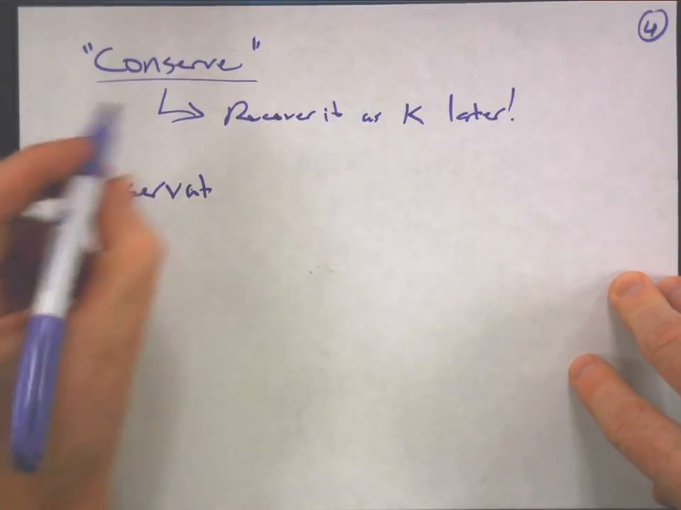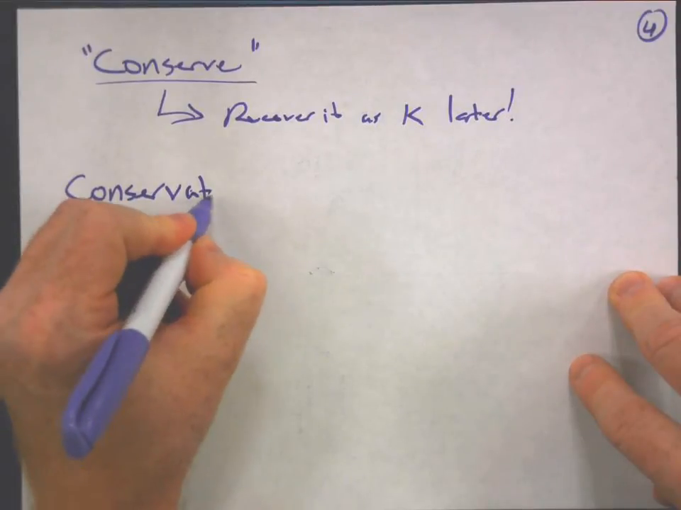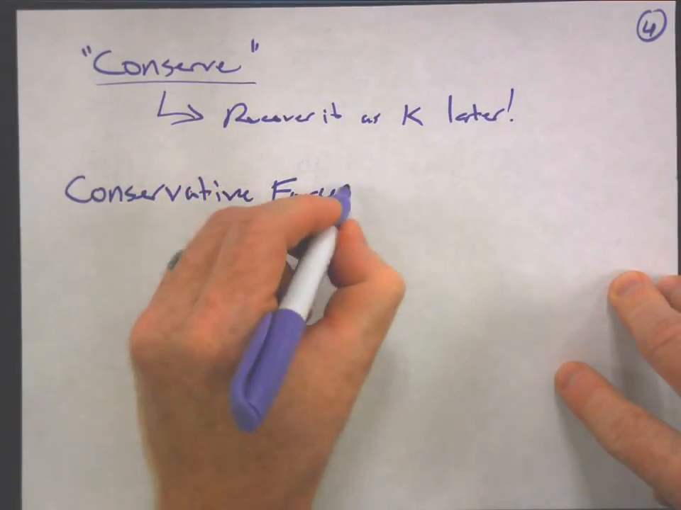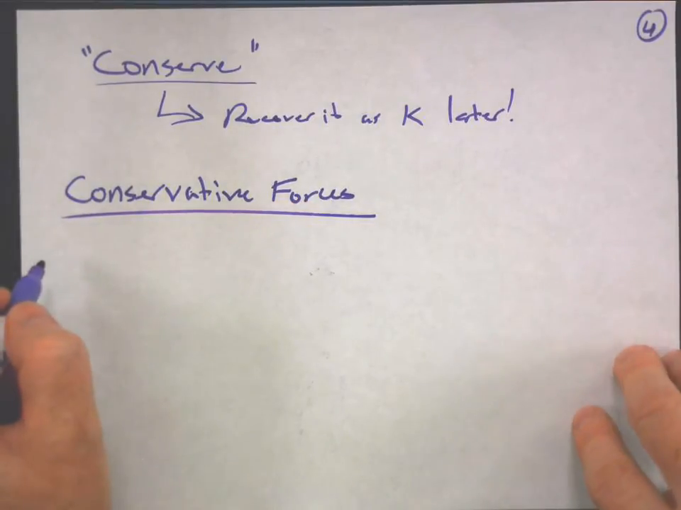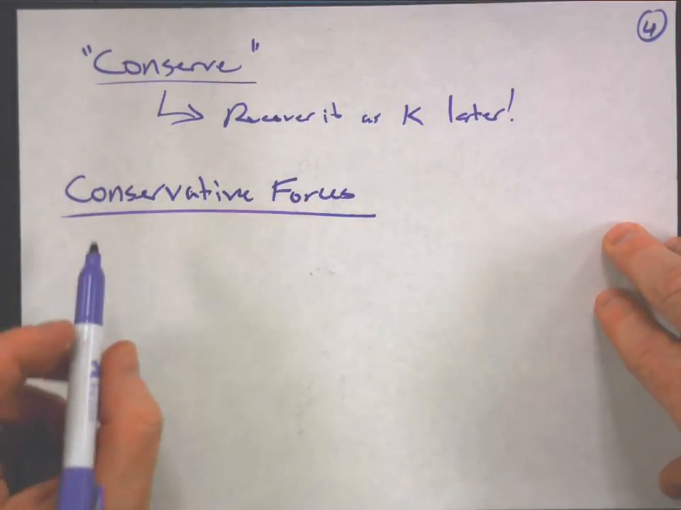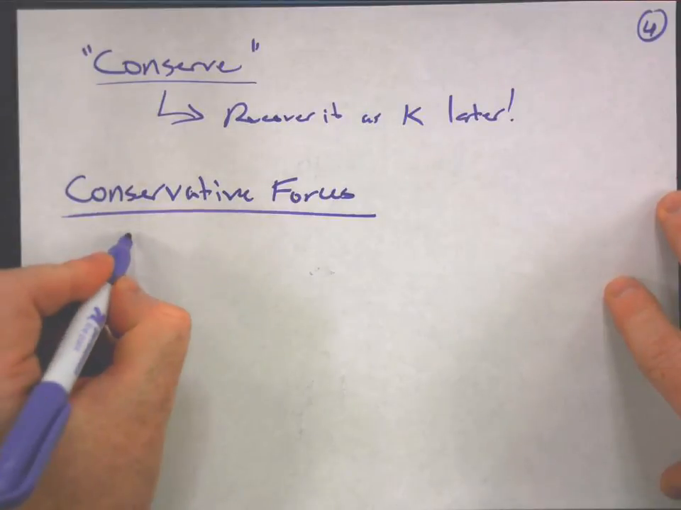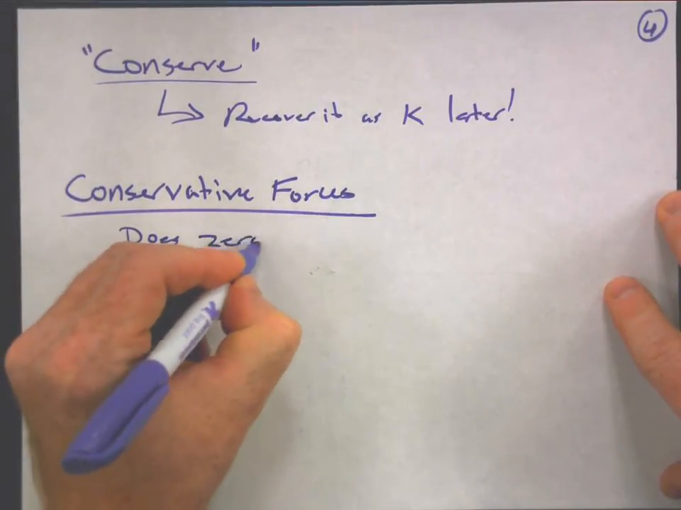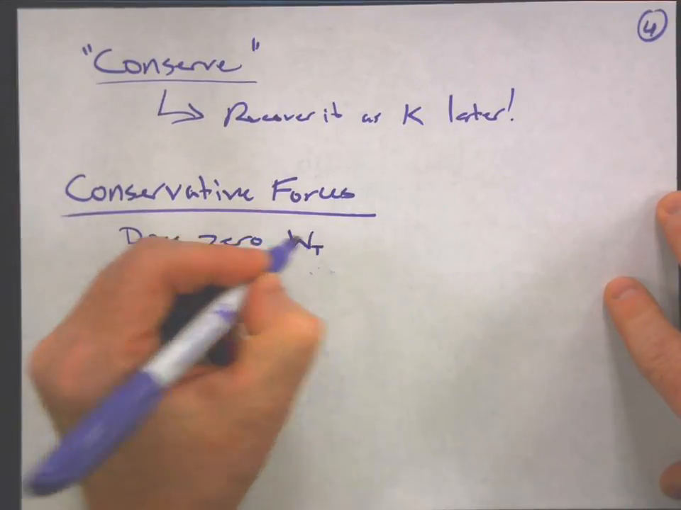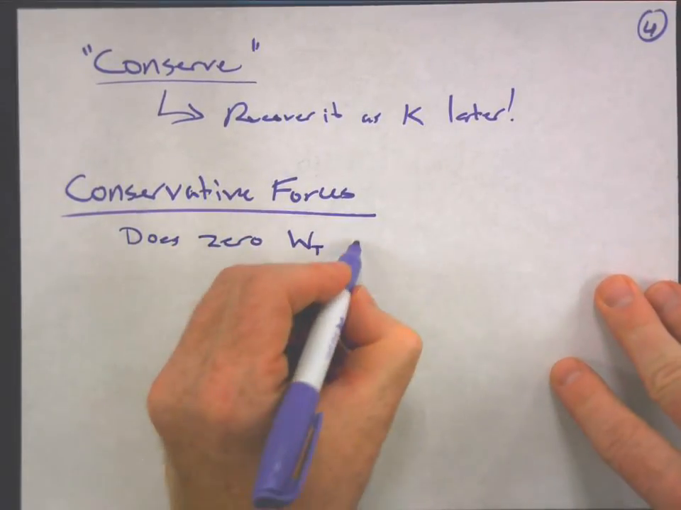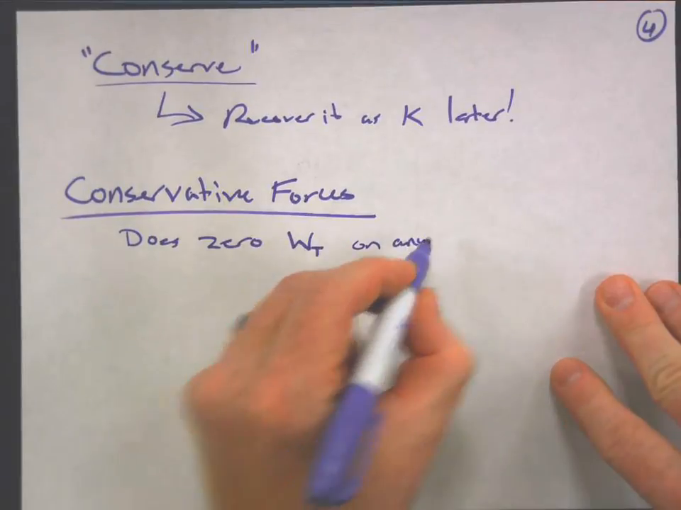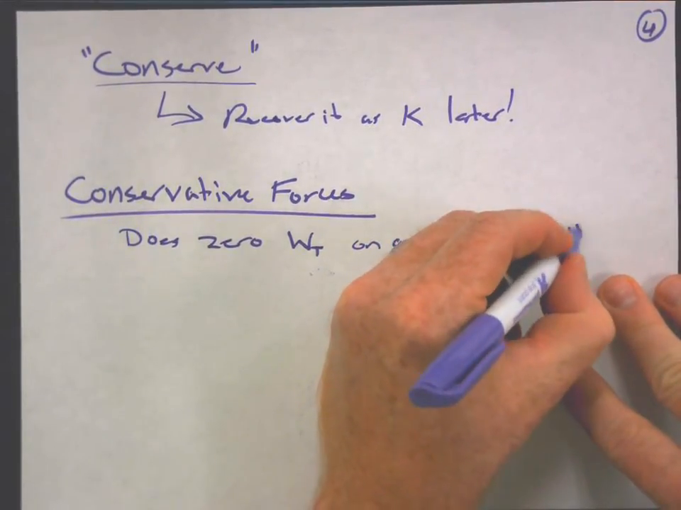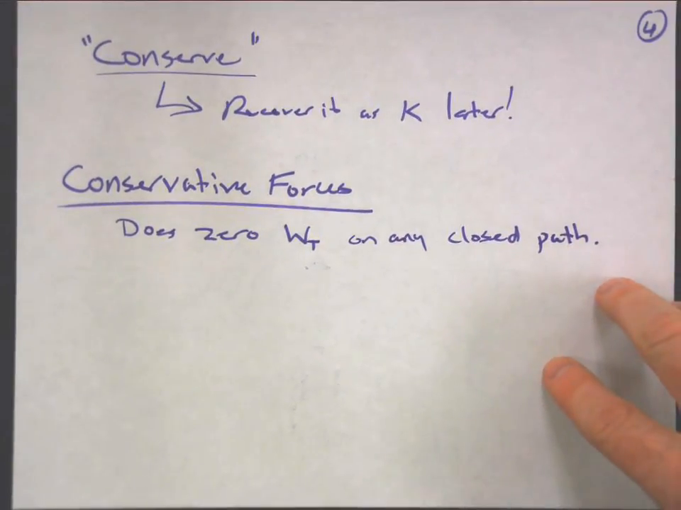Not too terribly imaginative, maybe. Conservative forces. So here's one way of defining what a conservative force does. Does zero total work on any closed path. What do I mean by a closed path? Starting and stopping at the same place.